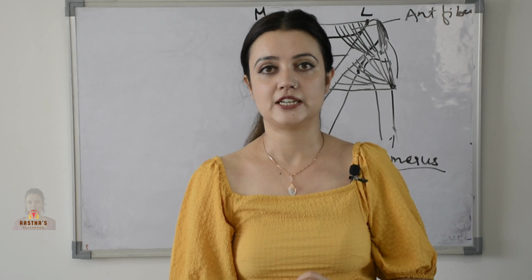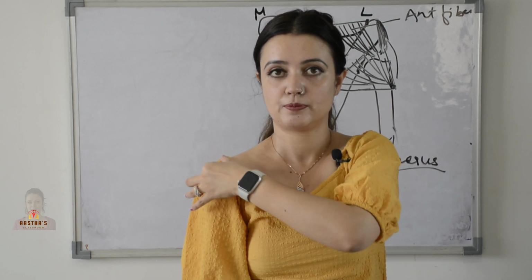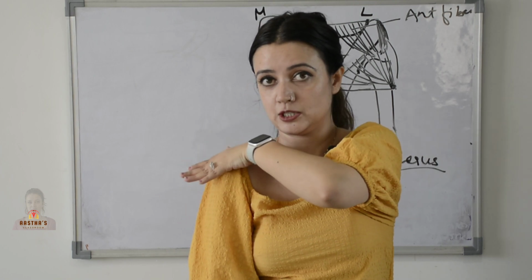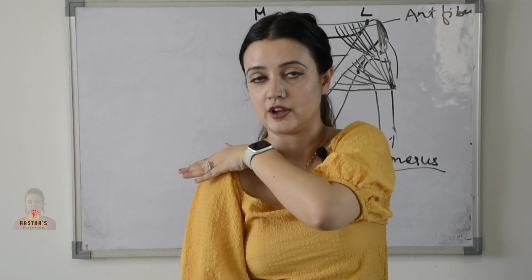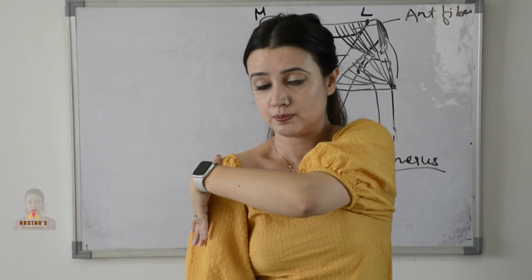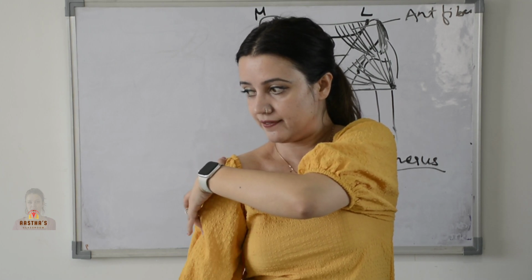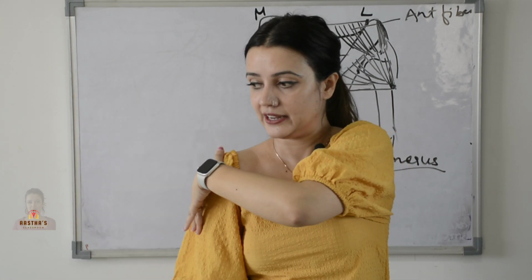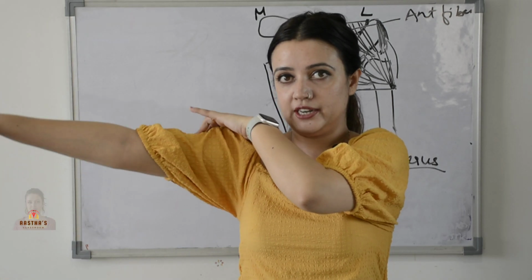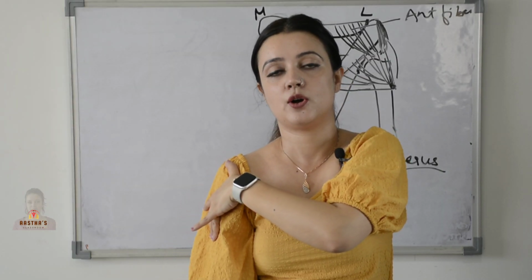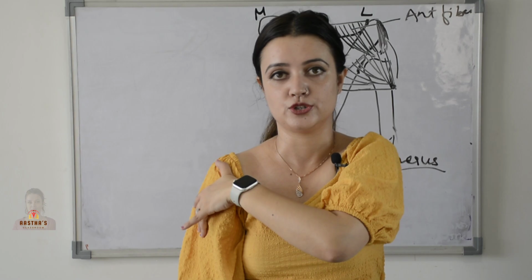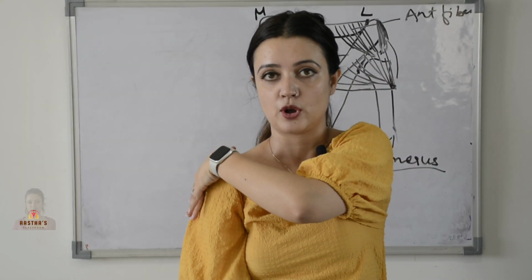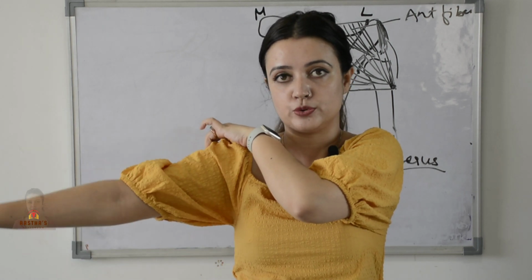The middle fiber of deltoid originates from acromion process and inserts to the deltoid tuberosity. So it is present on the lateral aspect of our shoulder. When this muscle shortens, it elevates the humerus in this direction, that is, it elevates the humerus laterally, and this movement is called abduction of shoulder joint. Therefore, the middle fiber of deltoid is responsible for causing abduction of shoulder joint.